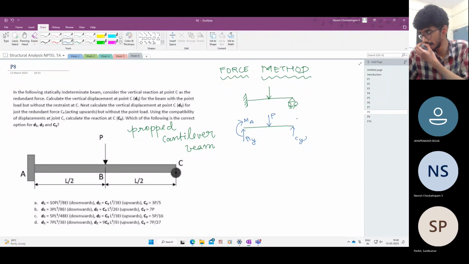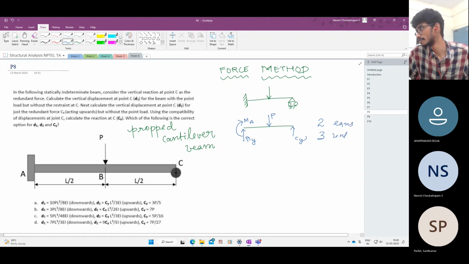So how many equations of equilibrium do I have? I have ignored the horizontal force, so there are only two equations of equilibrium, which are sigma Fy equal to 0 and sigma moments equal to 0. And how many unknowns do I have? I have three unknowns. So two equations, three unknowns. I have already used one equation. That is, since no forces are horizontal, the horizontal reaction force is 0 because sigma Fx is 0. That's all. So there are three unknowns and two equations. So this is statically indeterminate to the first degree.